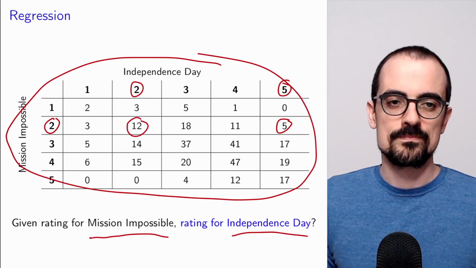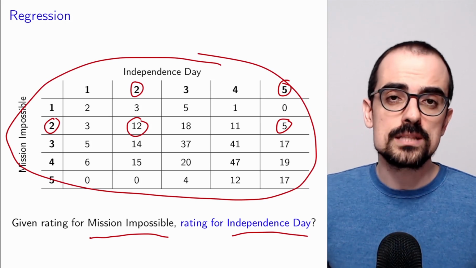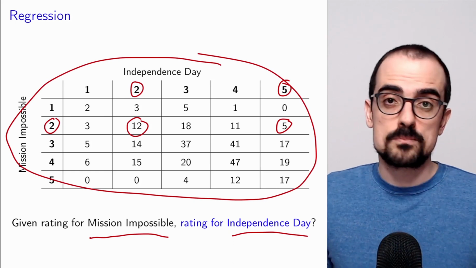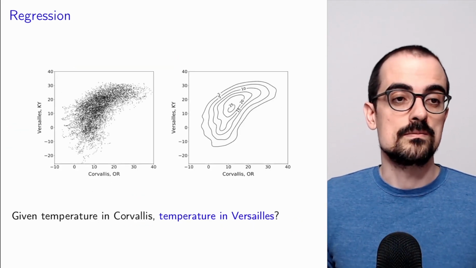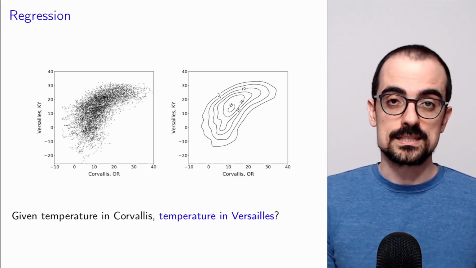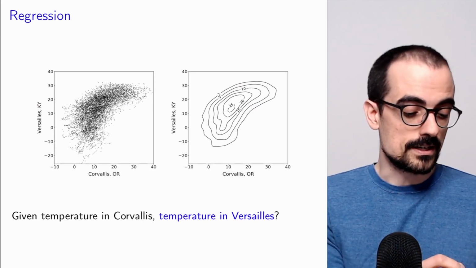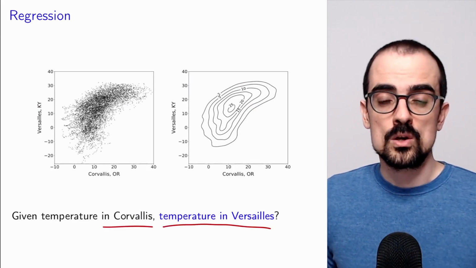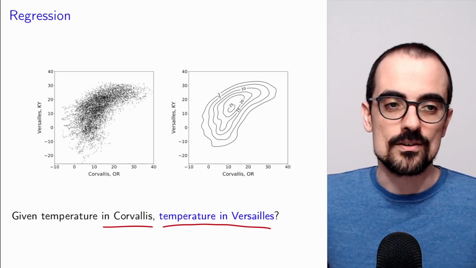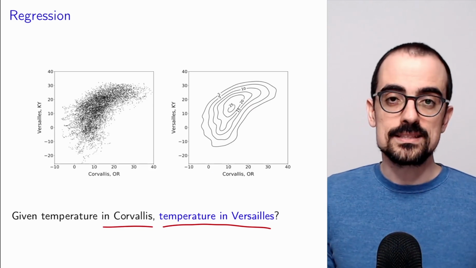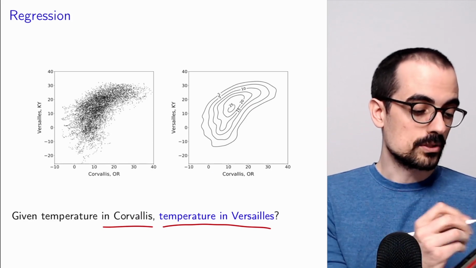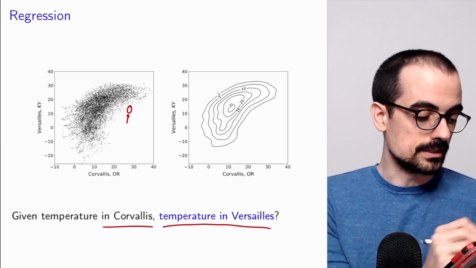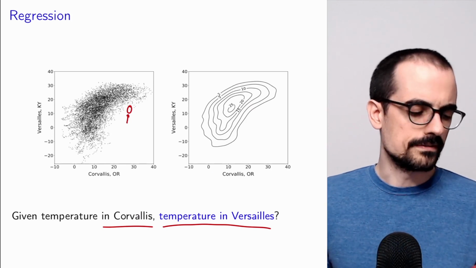That's the regression problem. In this case, the two quantities are discrete because they can only take discrete values, 1, 2, 3, 4, or 5. But the problem makes a lot of sense also for continuous variables. So in this second example, we would like to estimate the temperature in Versailles, Kentucky, given the temperature in Corvallis, Oregon. We again model these quantities as random variables, and from past joint samples of the two random variables, so for example, here in this point, the temperature in Corvallis was almost 30 and the temperature in Versailles was around 15.